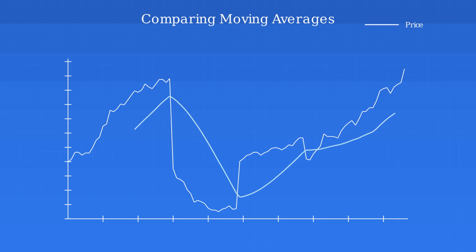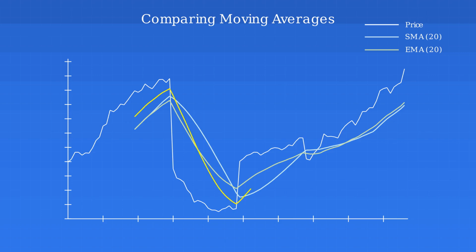The simple moving average, or SMA, is the most basic type. It calculates the average price over a specified period, giving equal weight to all prices. The exponential moving average, or EMA, places more weight on recent prices, making it more responsive to new information than the SMA. The volume-weighted moving average uses volume as an additional factor, giving more importance to prices with higher trading volumes.